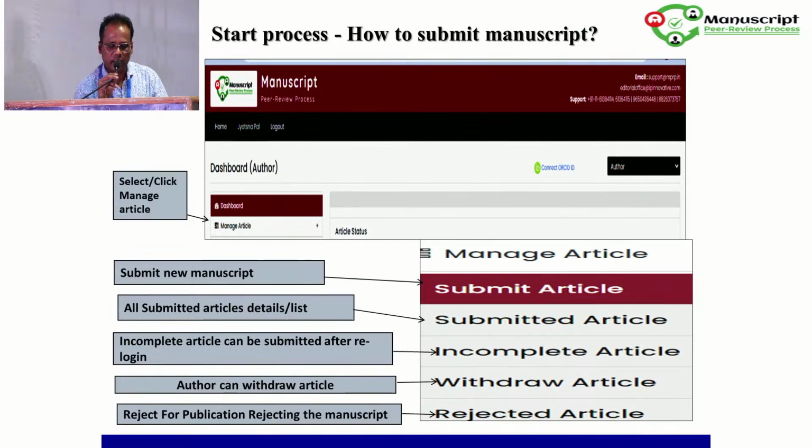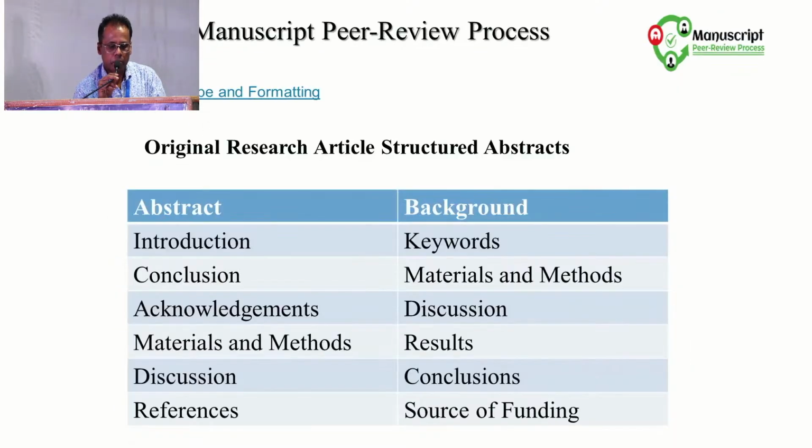When you log in to the author zone, there is a different menu, Submit New Manuscript. When you click on Submit New Manuscript, journal title selection, manuscript title, and all other fields are available for the submission. Authors can check their article status, incomplete article status, withdrawn articles, etc.